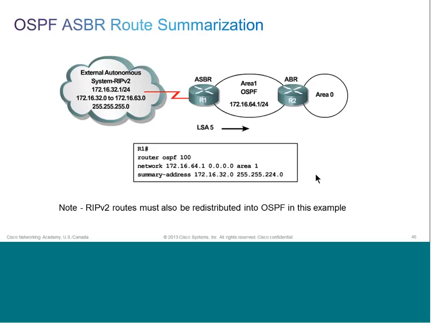Now, the configuration shown does not include advertising the routes from RIP into OSPF. The command to do this would be redistribute RIP subnets in the OSPF configuration. So we would need to add that statement here. And just as a side note, the default metric when redistributing into OSPF is a cost of 20.